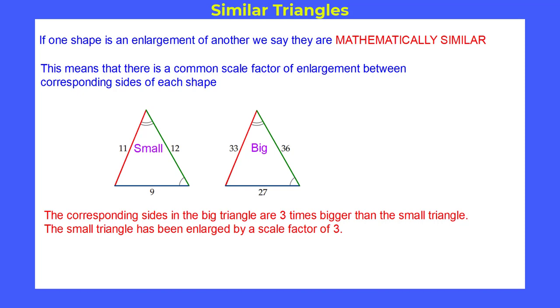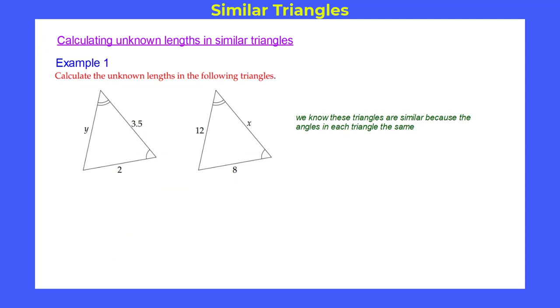sides and they've been coloured accordingly, you can see that in the big triangle, the sides are 3 times bigger than the small triangle. The small triangle has been enlarged by a scale factor of 3. These triangles are mathematically similar. If we have two similar triangles, we're able to perform some calculations to be able to find missing lengths.